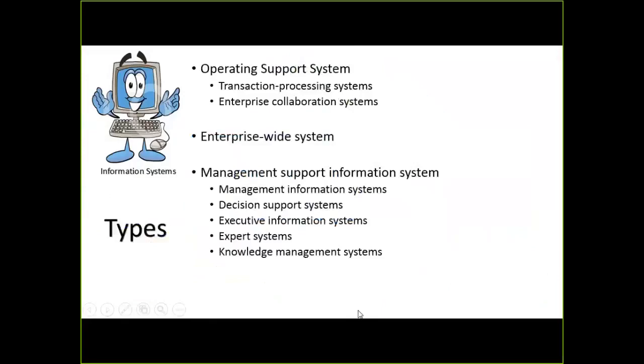What are the typical types of information systems? Please be mindful that these categorizations vary and they keep changing the more types of systems we see out there. But it has been agreed for the most part that there are some large categories such as the operating support systems, enterprise-wide systems, and management support information systems. In the operating support system, we have transaction processing systems and enterprise collaboration systems. In the management support, we have management information systems, decision support, executive information systems, expert systems, and knowledge management.